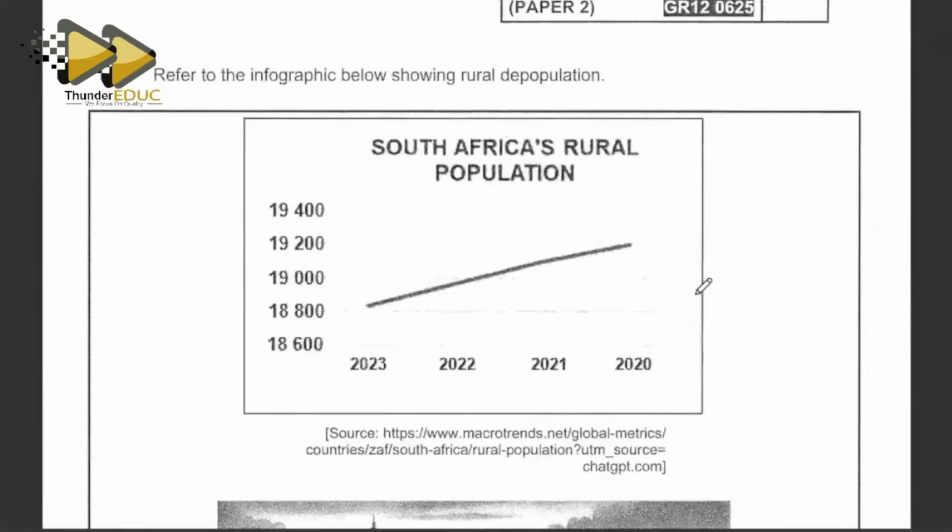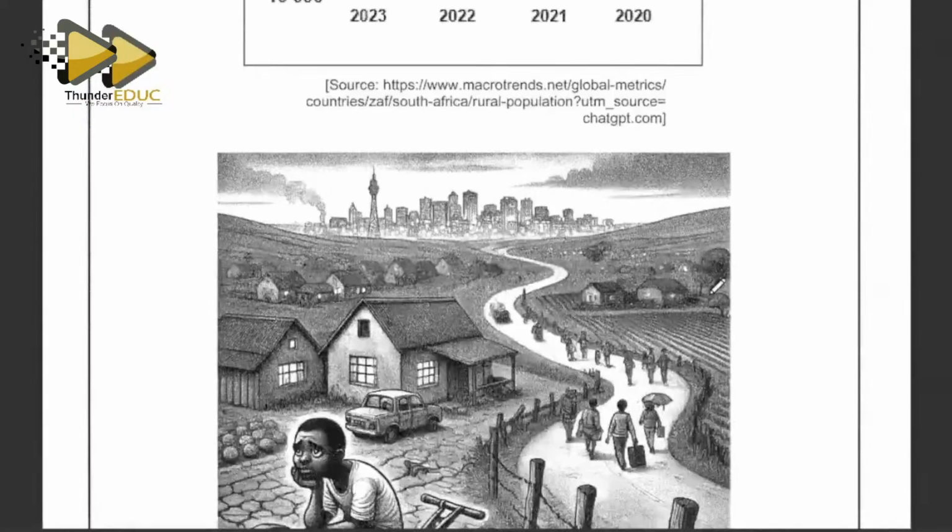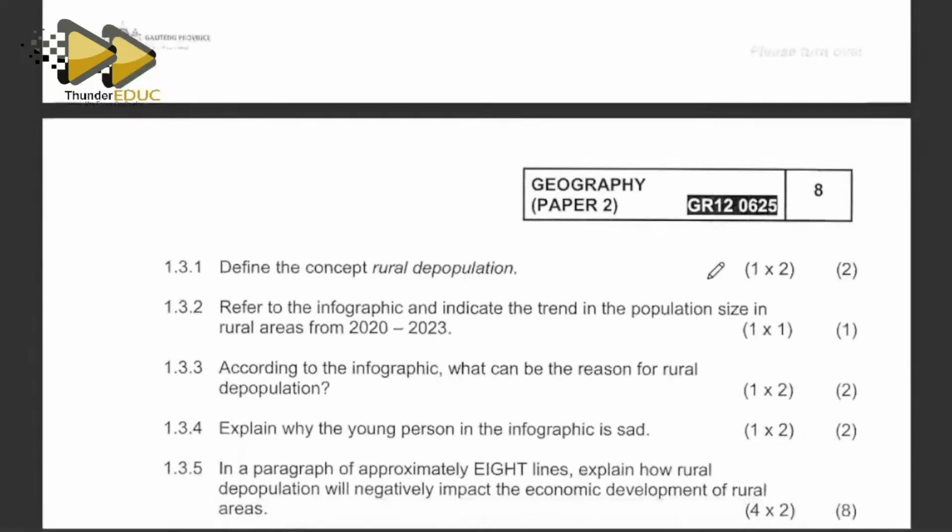It's based on the infographic on rural depopulation. Then it says here, define the concept of rural depopulation. When we're talking of depopulation, what you must understand here is that we are talking of a decrease in the population.